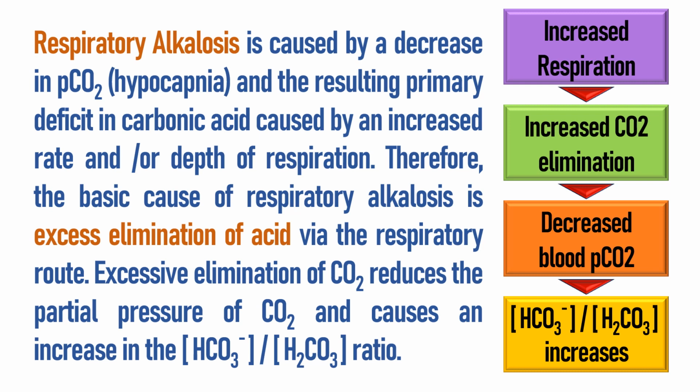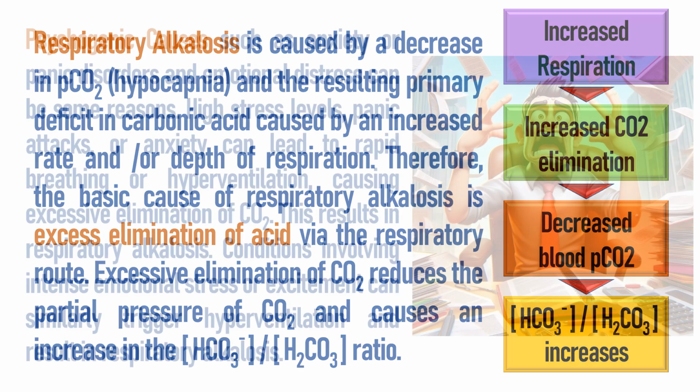Excessive elimination of carbon dioxide reduces the partial pressure of carbon dioxide and causes an increase in the bicarbonate-carbonic acid ratio. The latter shifts the normal equilibrium of the bicarbonate-carbonic acid buffer system, reducing the hydrogen ion concentration and increasing the pH. Though the total bicarbonate concentration may also be low, yet, in uncompensated respiratory alkalosis, the overall value of the ratio increases due to disproportionate loss of carbon dioxide.